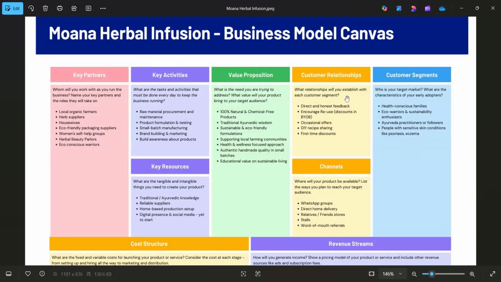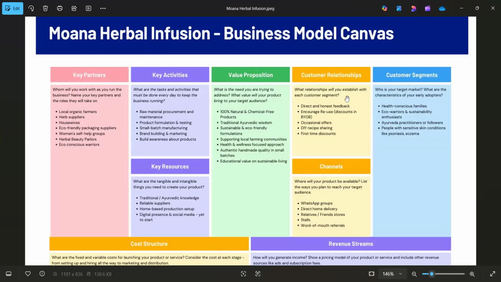Then the customer relationship. Basically, we try to take direct feedback from the people who have used our product, and we share those things in the group as a review or feedback. Then we encourage reusing the same bottle. Say, for example, somebody purchased shampoo from us, we will encourage them to bring the same bottle so that we give some discount and refill the product in that. And occasional offers, like for Yugadi and Dasara, we publish some offers and try to sell.